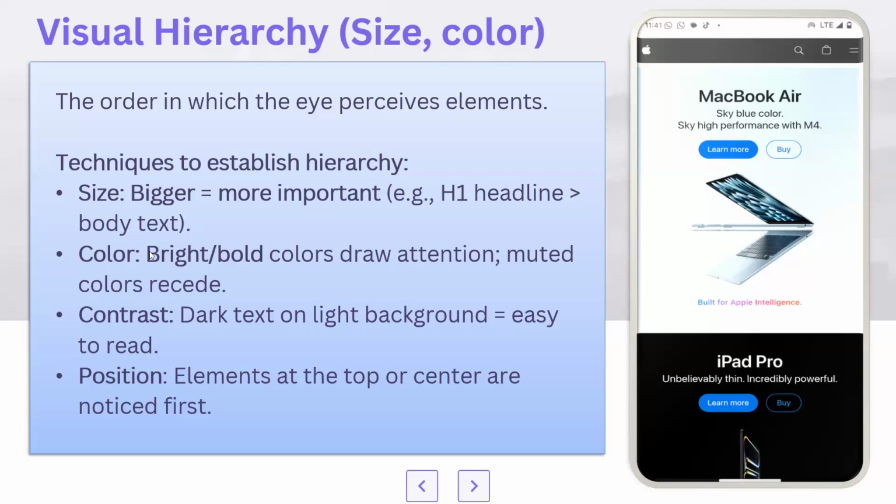Besides size, we can use color. If you check here, this button Learn More is in blue, and then this one is Buy. So it means that, according to the developers, they want to draw more attention to Learn More, because probably they want people to first see the details before they buy. Yeah? Maybe try to reduce the bounce rates and so forth.